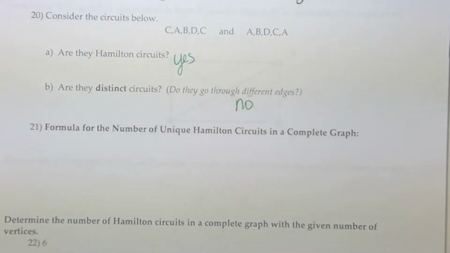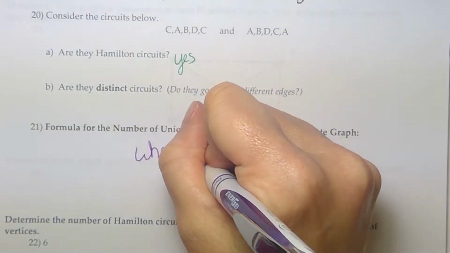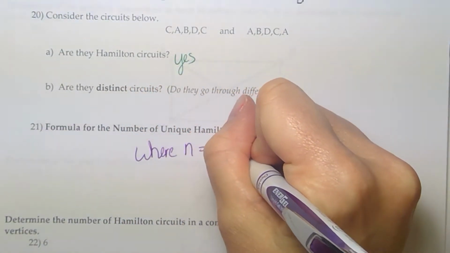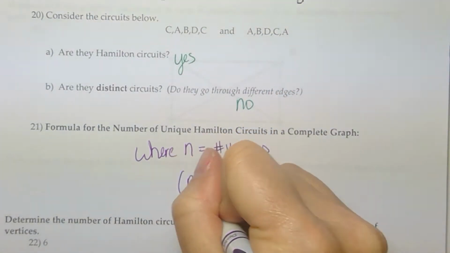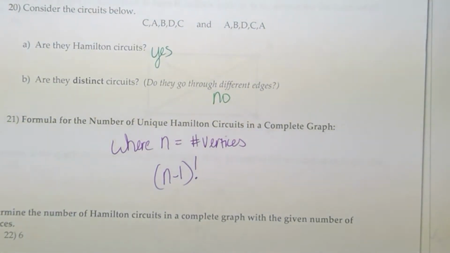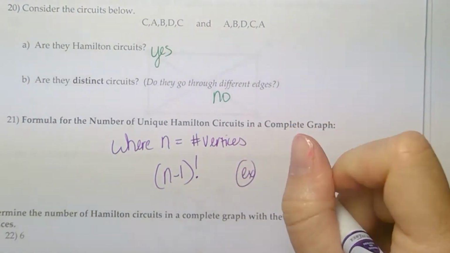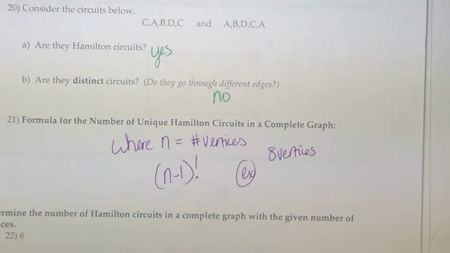We have a formula introduced. This formula tells us the number of unique or distinct Hamilton circuits when I have a complete graph. Where I know how many vertices I have, so n is equal to the number of vertices, I can take n minus 1 factorial to figure out how many unique or distinct Hamilton circuits I have. For example, if I know that I have 8 vertices, if I have a graph with 8 vertices, that means n equals 8.